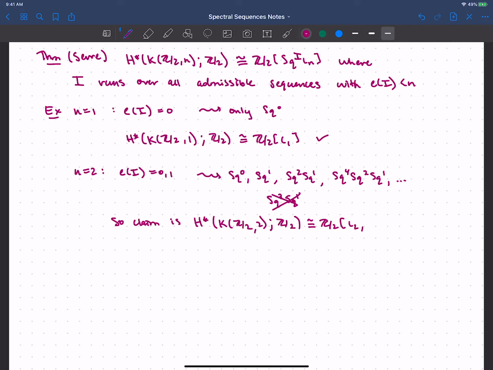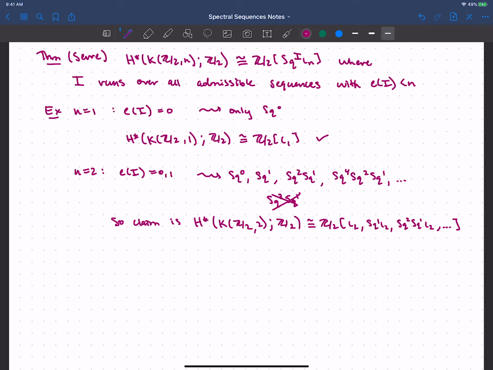So yeah, I've got iota 2, that's Sq 0 on it. I've got Sq 1 iota 2, I've got Sq 2 Sq 1 iota 2, and I'm running out of space, but I've got Sq 4 Sq 2 Sq 1 on iota 2, and so on. And of course you can see as these sequences get longer, it gets more annoying to write the Sq every time, so we could just say Sq 4 2 1 on iota 2, and so on.